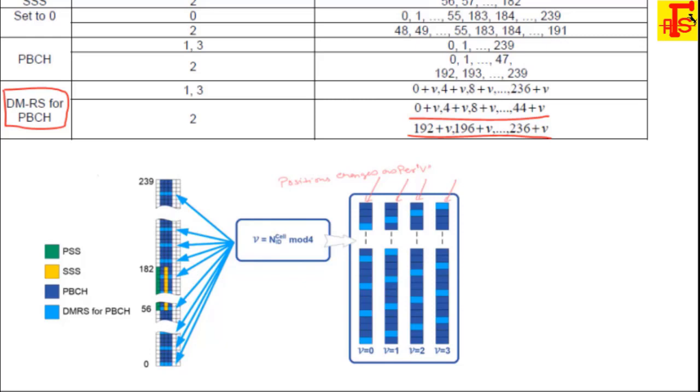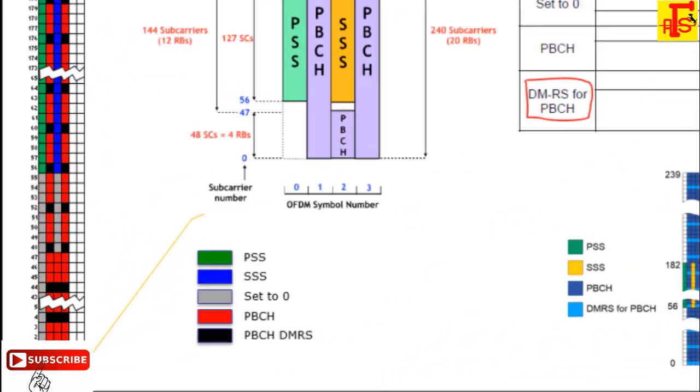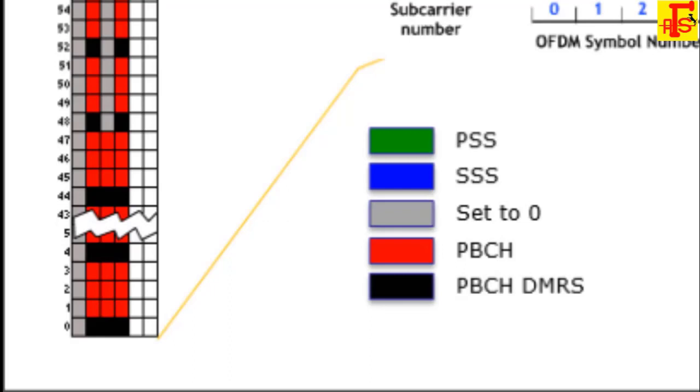If we talk about the formula I mentioned, it is PCI mod 4, that is NID cell mod 4, where NID cell is the physical cell ID, V equal to that. So the PBCH DMRS location moves along with a physical cell ID change. Here you can see every 4 resource elements, 1 resource element is allocated for the PBCH DMRS.